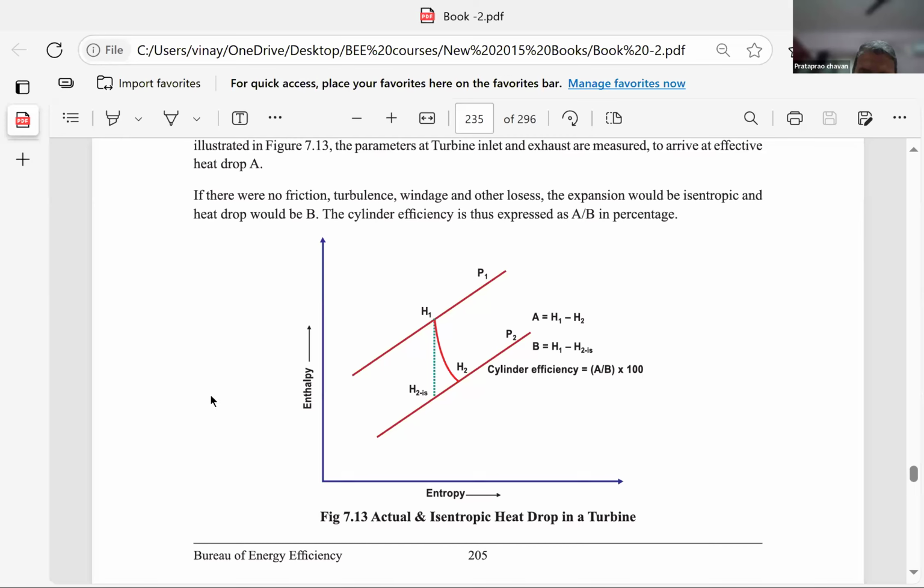So this is the enthalpy, entropy. These concepts are related with the pressure and total heat in the steam. Let us not go into much detail, but you should be able to draw this graph and show correctly the isentropic expansion and the actual expansion. Rewrite this formula for cylinder efficiency.